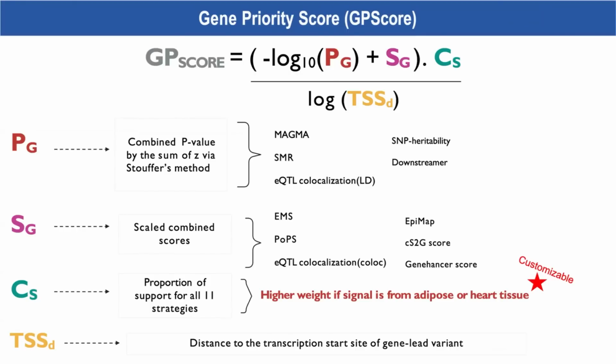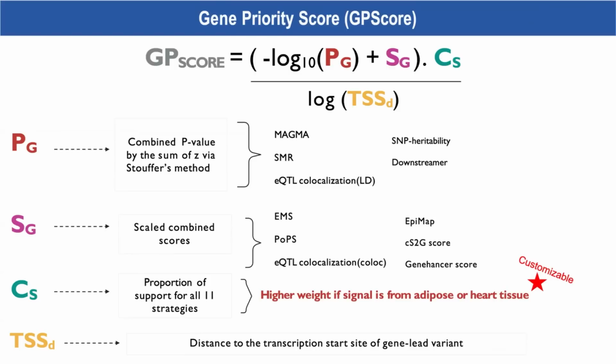So we wanted to find a way to put all of that together, and there's a lot more detail in the paper if you're really curious for how the math behind this works. But essentially, we're combining the p-values together into one part of the score. That's the PG. We're combining things together that have a quantitative score together. That's the SG. CS is just a proportion of the support for all 11 strategies.